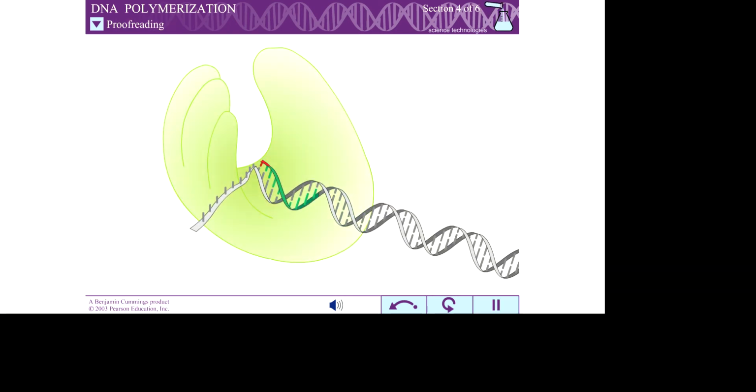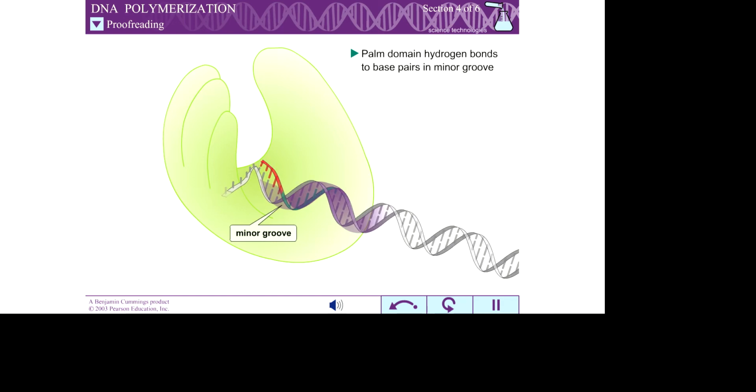Another function of the palm domain is proofreading. The palm region makes extensive hydrogen bond contacts with the base pairs in the minor groove of the newly synthesized DNA. These contacts are not base-specific, but they only form if the recently added nucleotides are correctly base paired.